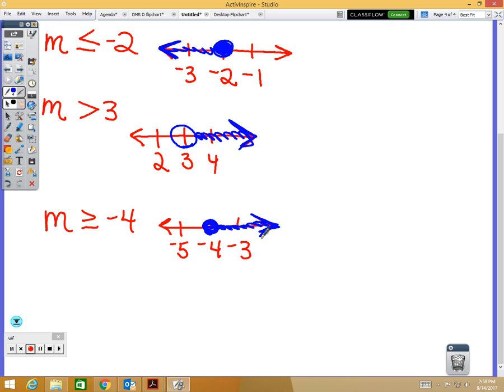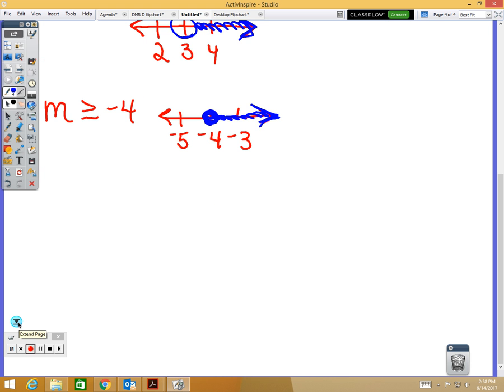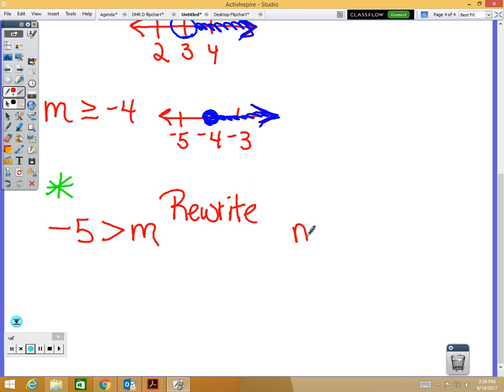Now you need to be very careful. If you have an inequality that has the variable on the right instead, that is really the only thing that you kind of have to watch out for. For instance, if it was -5 is greater than m, my advice is to rewrite this. Make your m be on the left and your -5 be on the right. But this is what you have to be careful about.